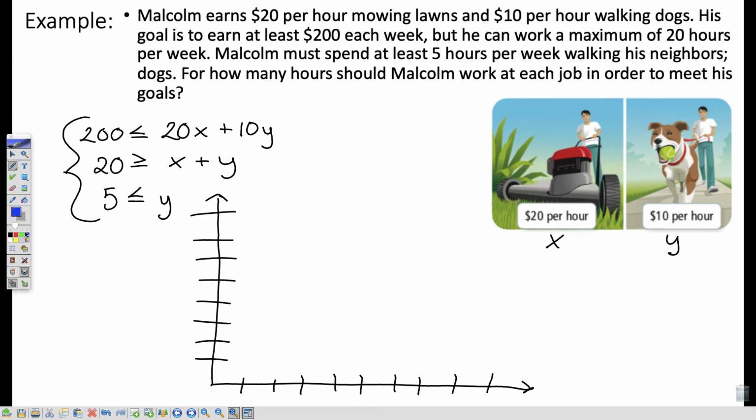X is 10. Dividing by 20, yes? X is 10. 2, 4, 6, 8, 10. Probably should put a 2 there so we don't forget, right? Okay, so then if I want my y-intercept, what is my x every single time on a y-intercept?